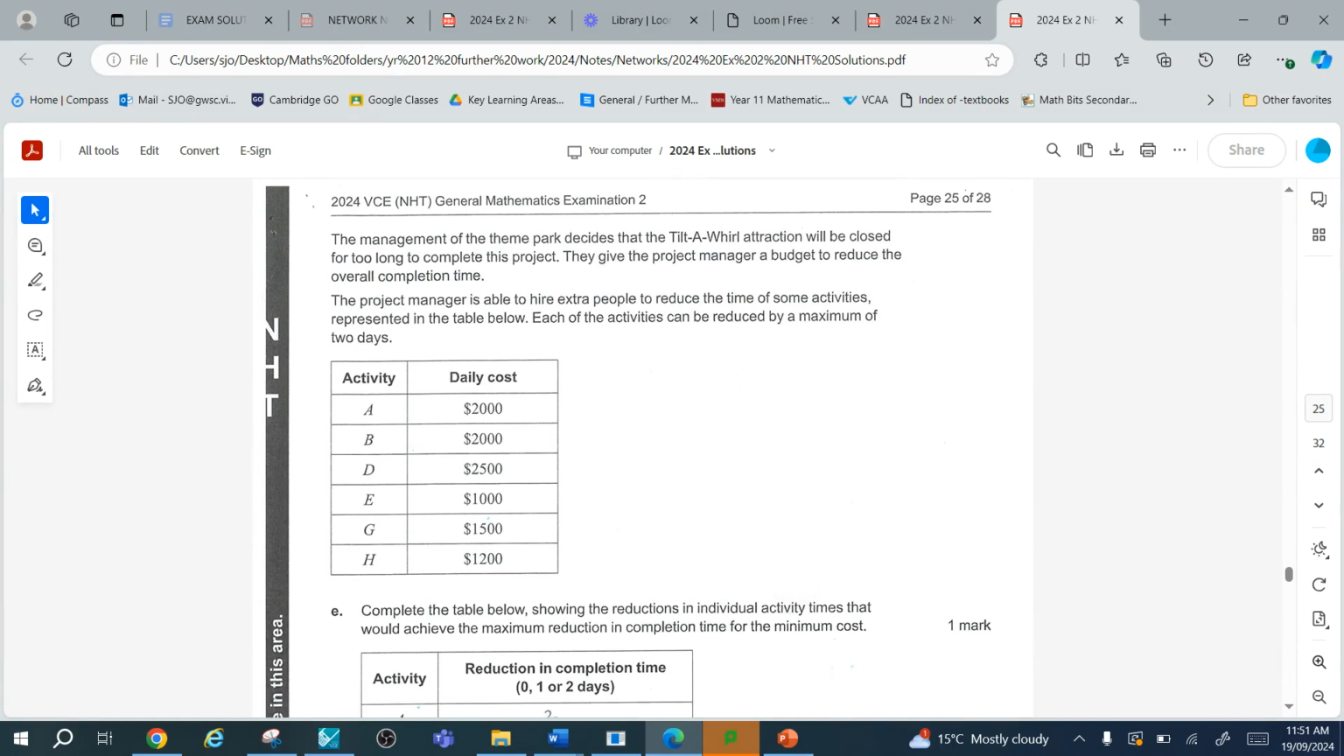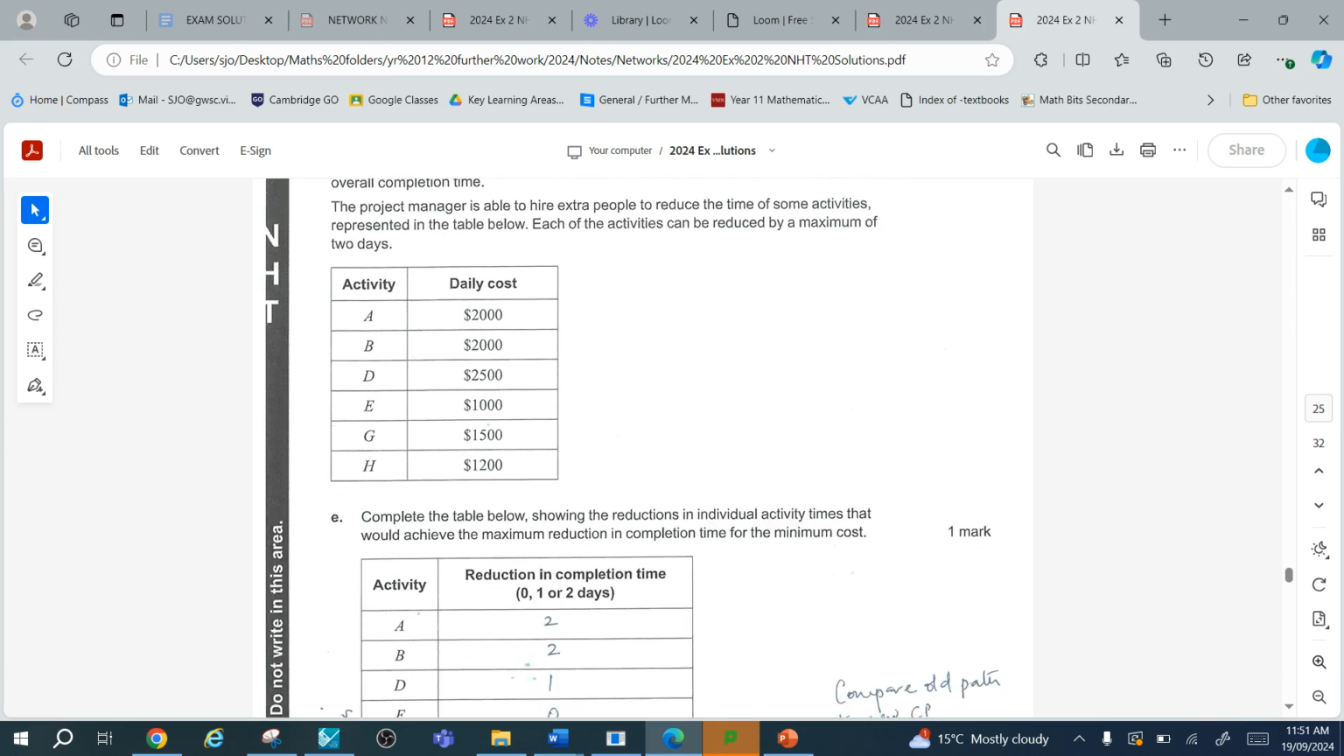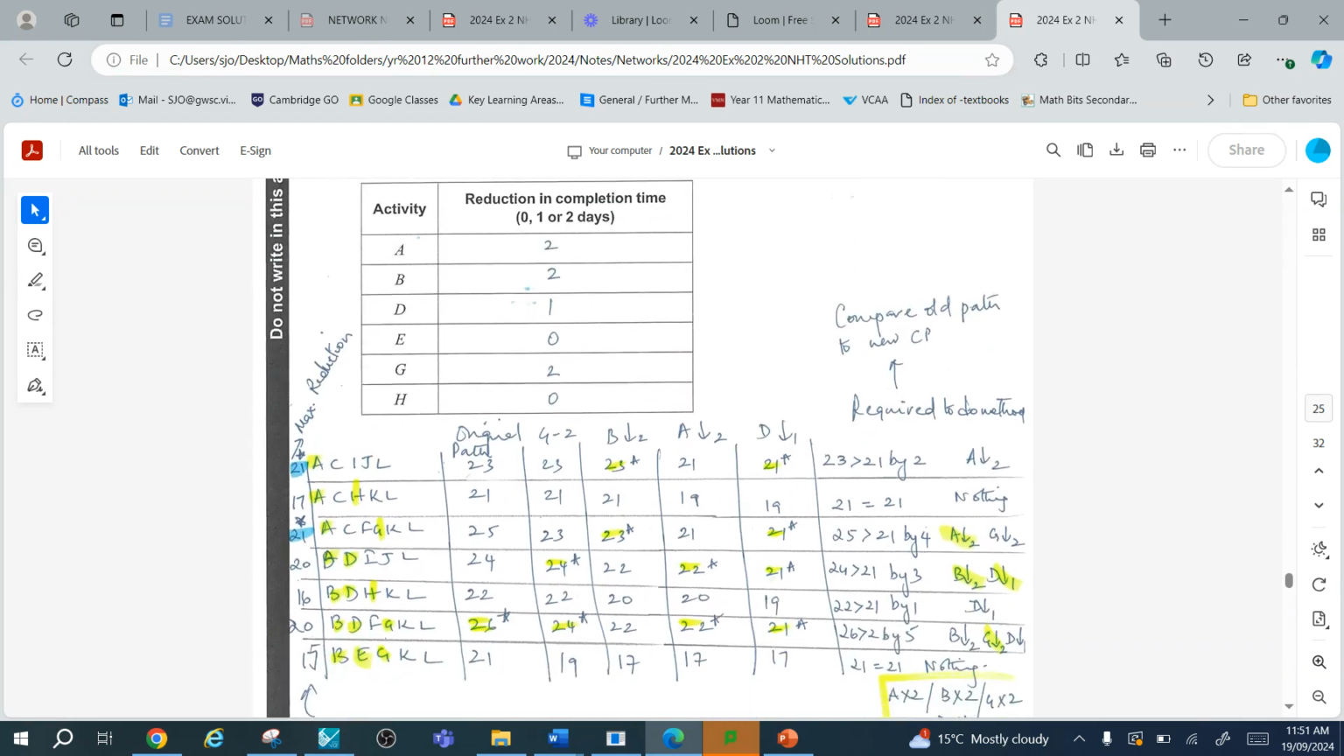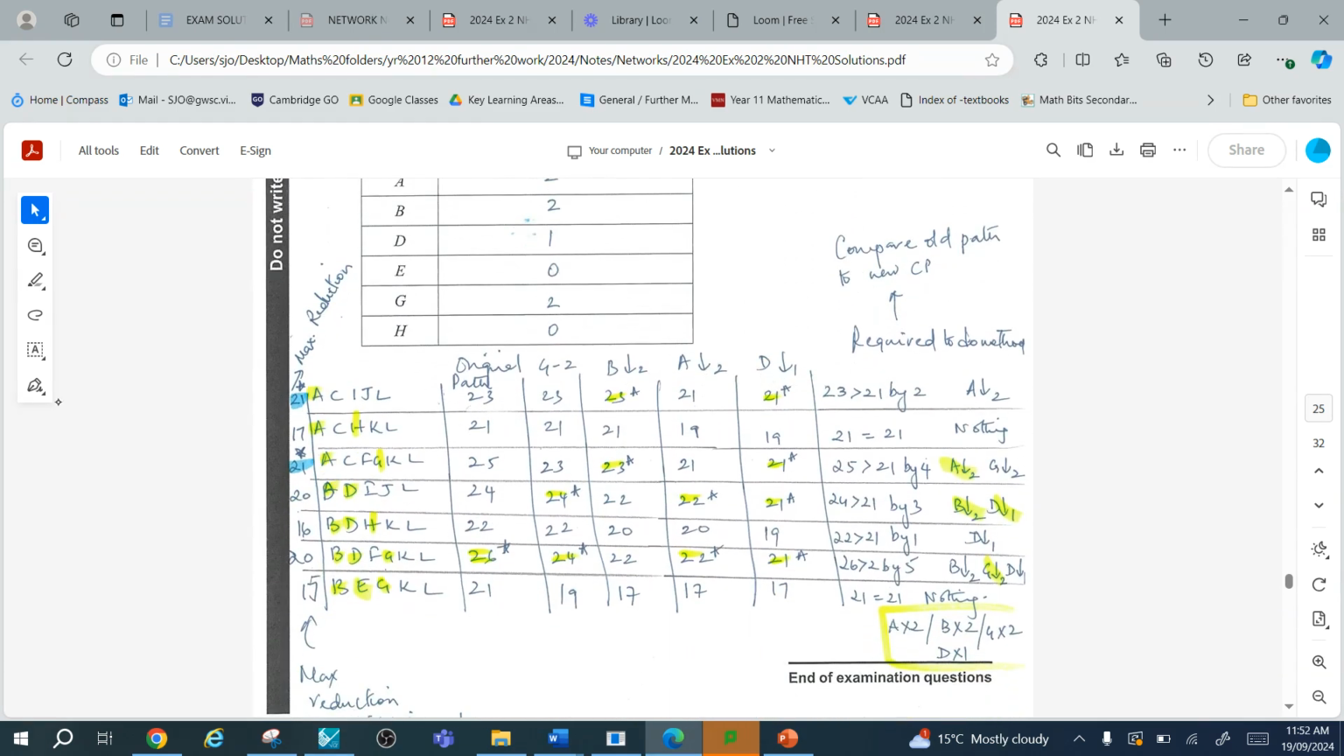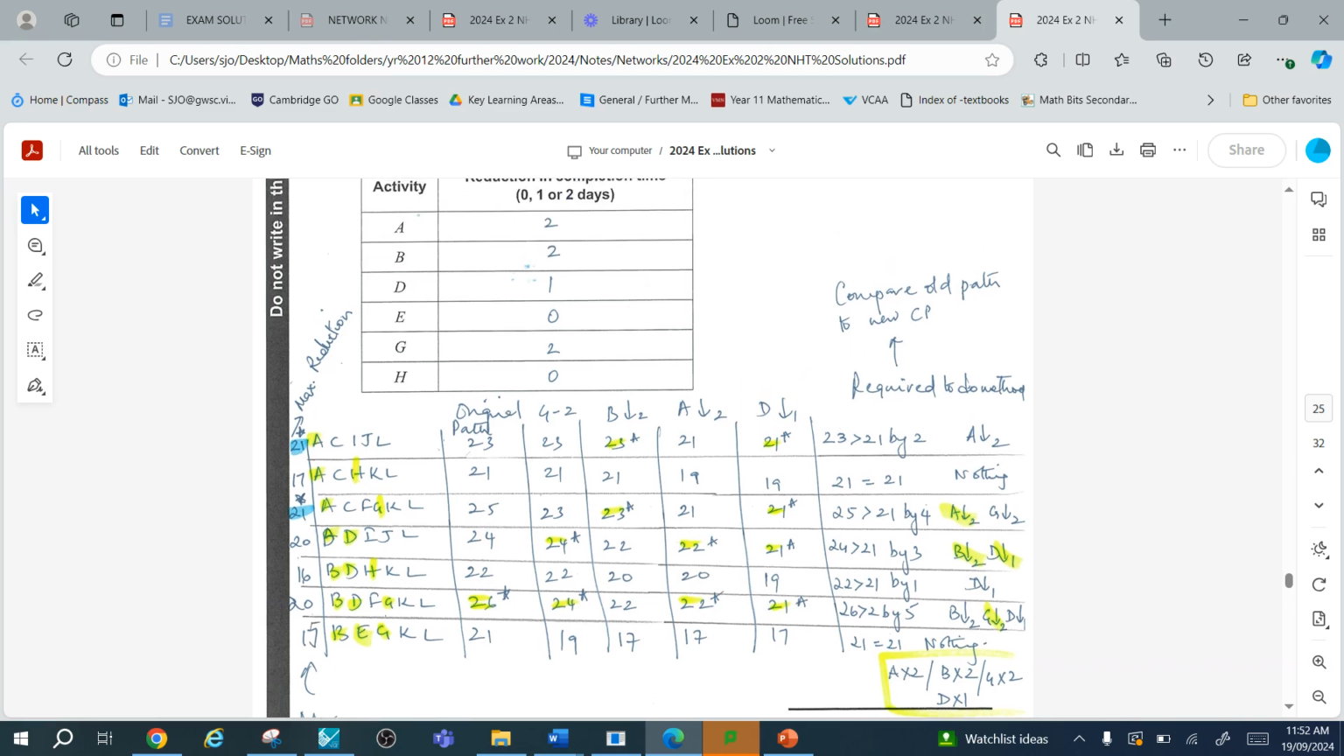I have 3 different methods which I usually move between, and you can choose which one you find the most convenient. The first method is to put down all the paths that constitute the network and the original length along those paths. So the duration along A plus C plus I plus J plus L gives me 23. I also highlight all the activities that can be reduced along all those paths, which are A, B, D, E, G, H.